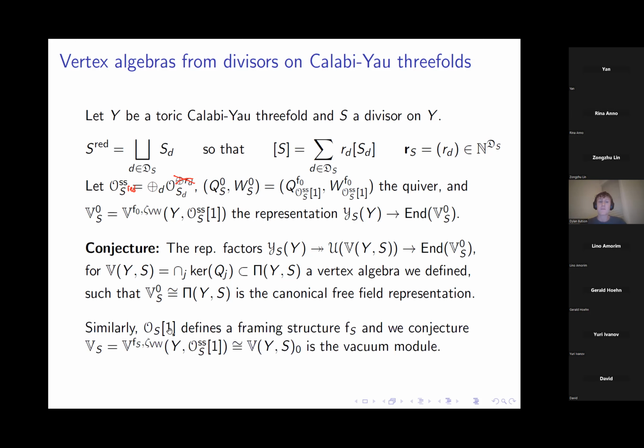But if you think about just the structure sheaf of the divisor itself, potentially thickened, right? If you have these multiplicities RD, that is also some iterated extension of these underlying guys, the sort of fully extended thing, the actual structure sheaf of the divisor.